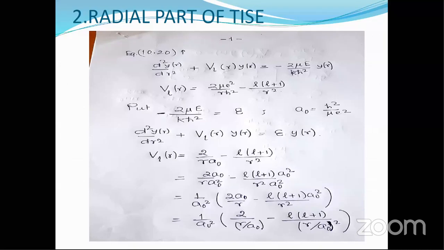In d dimensions, the radial part could be written as d2/dr2 plus (d minus 1)/r d/dr plus 2m/h-bar squared multiplied by (E minus V) minus L(L plus d minus 2)/r squared, and the whole of this multiplied by R(r), the radial function. I think for one dimension, I showed this equation yesterday. So this is a generalization to d dimensions.